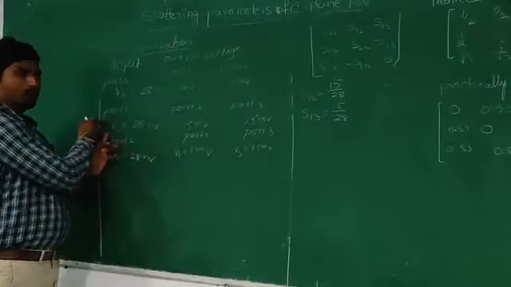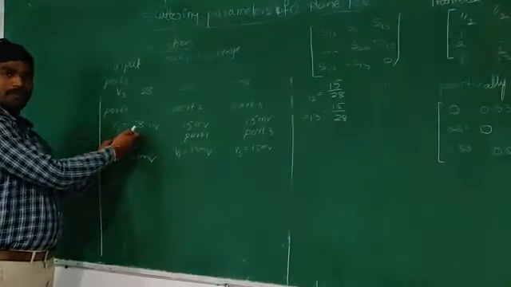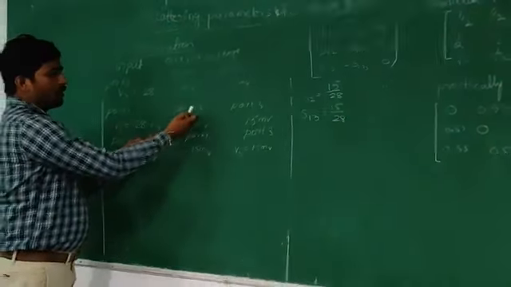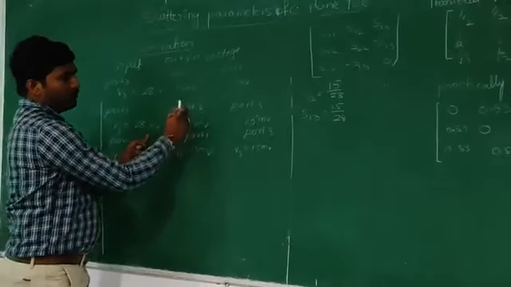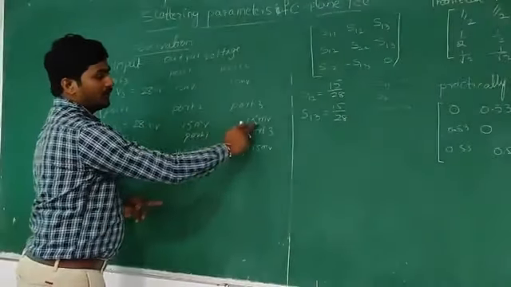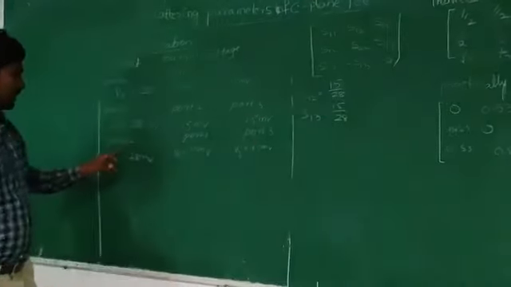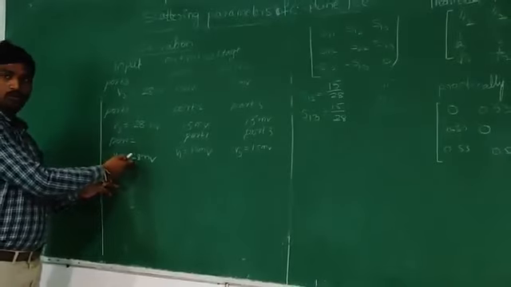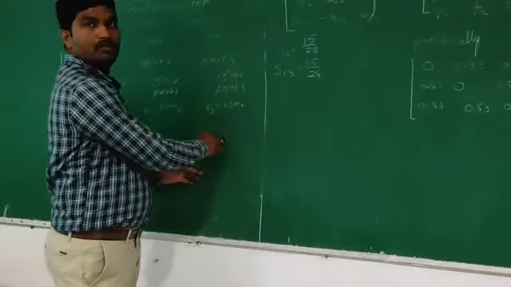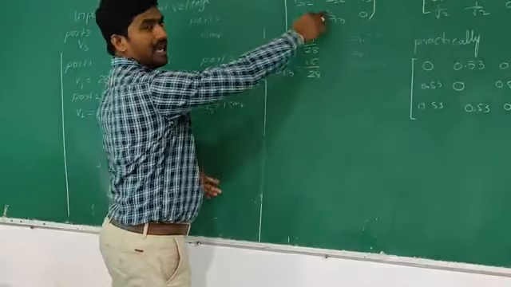After connecting at port 1 we got the input as 28 millivolts, with output at port 2 of 15 millivolts and at port 3 we got 15 millivolts. Another port, port 2, we connect the input. The input voltage V2 is 28 millivolts. By using these values we can derive the scattering parameters.